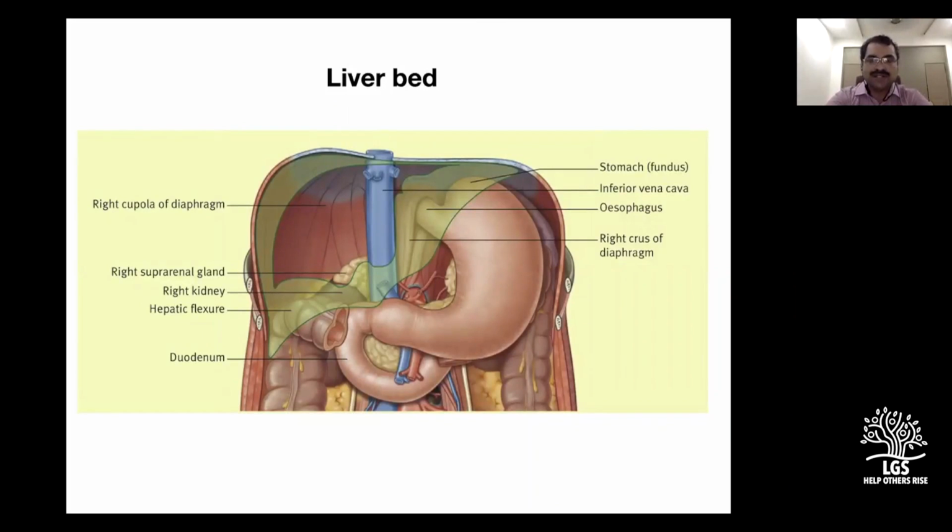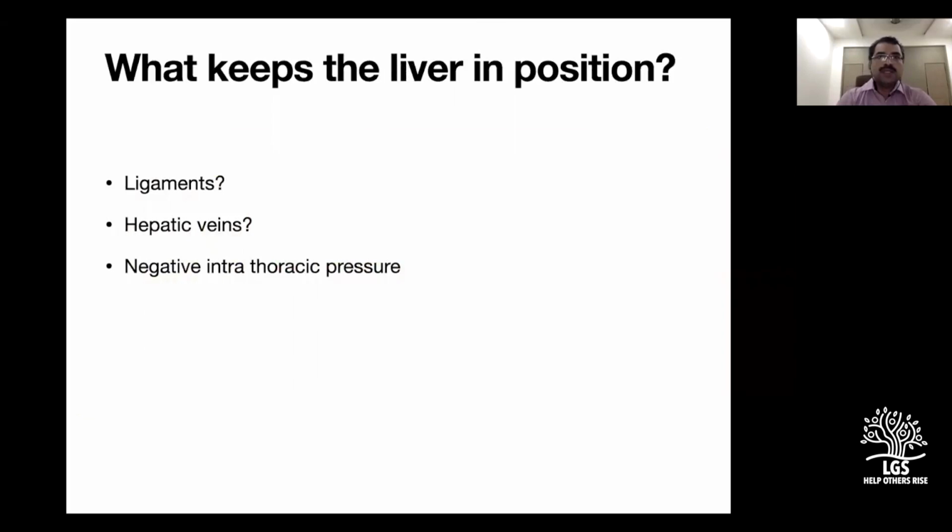Actually, it is a thoracic organ situated in the abdomen. It is overlying the liver bed, which is made of the cupola of the diaphragm, on either side the right kidney, right adrenal gland, part of the stomach, etc. And one important question in transplant surgery: what keeps the liver in position after implantation is done? Is it the ligaments, or the hepatic veins, or the negative intrathoracic pressure? I didn't get a correct answer even after checking it. I think some of you can answer it.